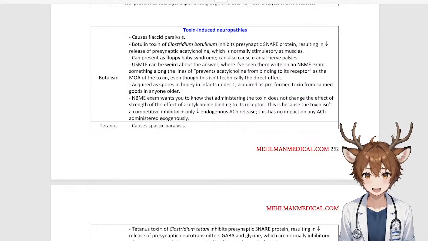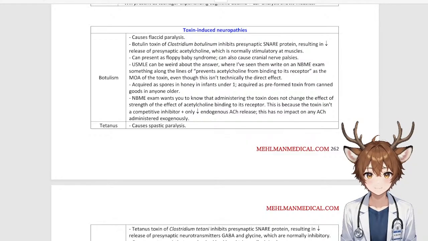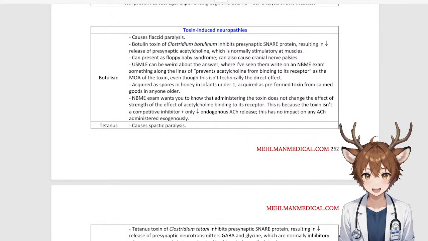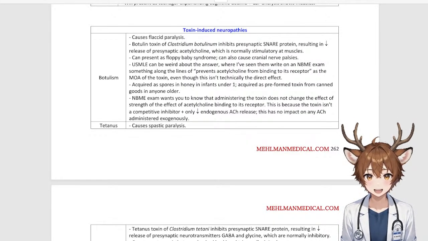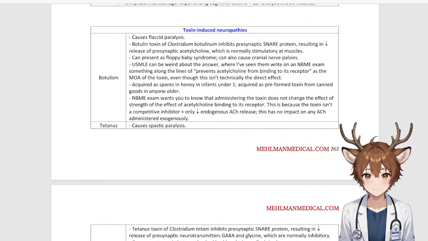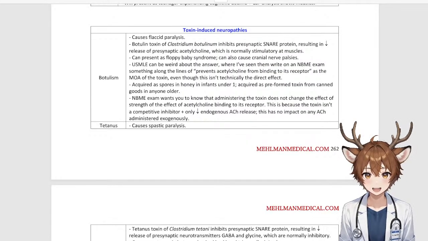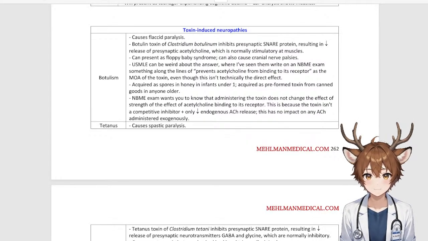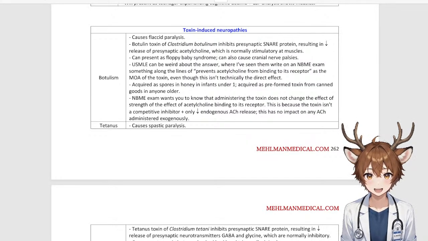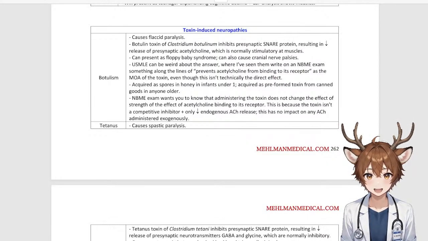NBME exams want you to know that the administering toxin does not change the strength of the effect of the acetylcholine binding to its receptor. Well, that's kind of okay. Whatever that means. It's kind of a goofy way to phrase it. A little bit confusing. This is because the toxin isn't a competitive inhibitor, plus only the decrease in endogenous acetylcholine release. This has no impact on acetylcholine administered exogenously.